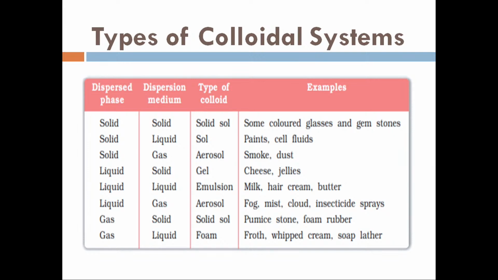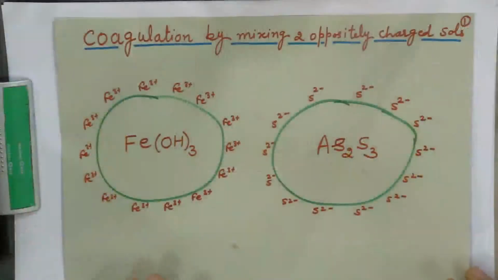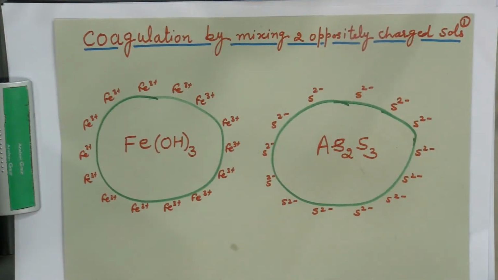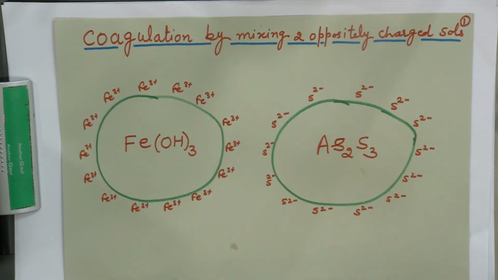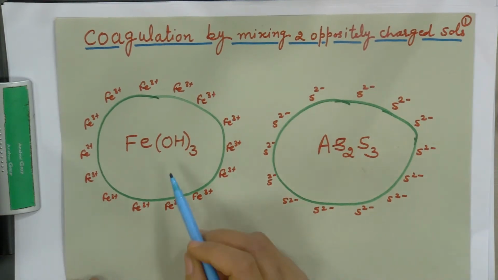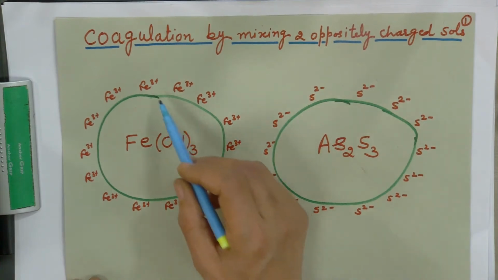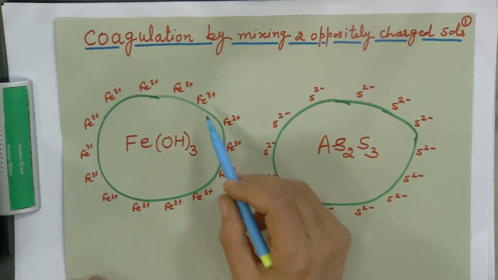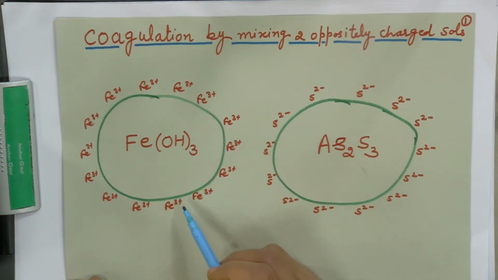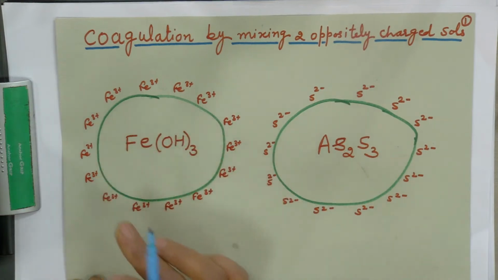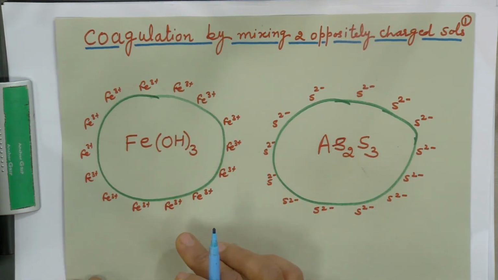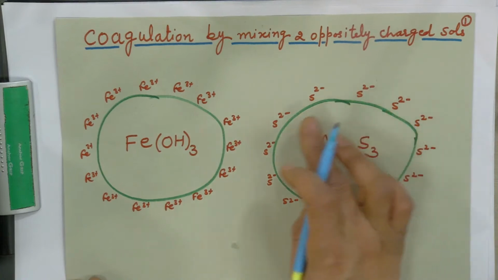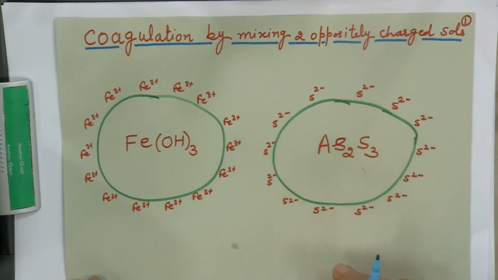All right. Let's go further. The second technique of coagulation is mixing of two oppositely charged sols. I have taken here ferric hydroxide sol, which is surrounded by, or adsorbs, positively charged ferric ions. If there is a layer of positively charged particles around a colloidal particle, it becomes a positively charged colloidal solution. And as you can see, arsenic sulfide is surrounded by sulfide ions, so it becomes a negatively charged colloidal solution.